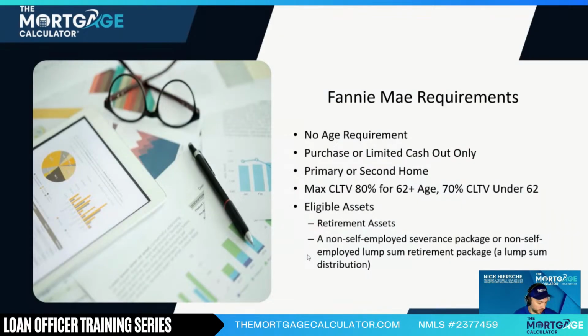Fannie Mae requirements. No age requirements, so a little less restrictive on the age. It can be purchase or limited cash out. It can be primary or second home. They don't say anything about the units on there. Can do up to 80% CLTV for over 62 and under 62, 70%. So that's where they bring in their age factor.